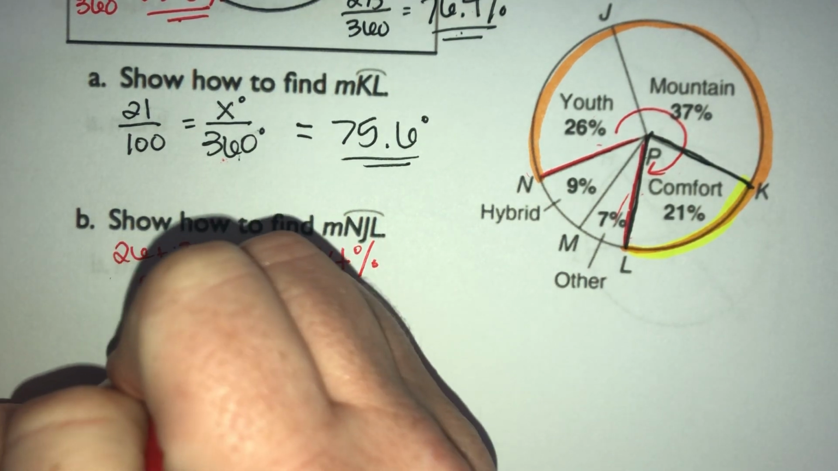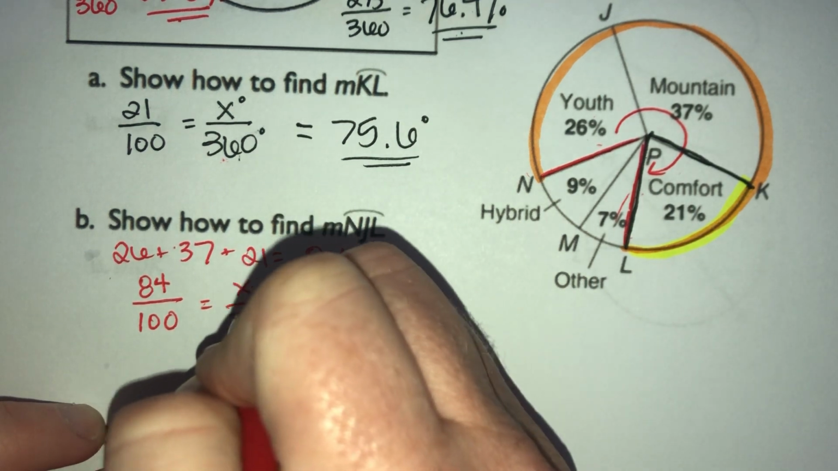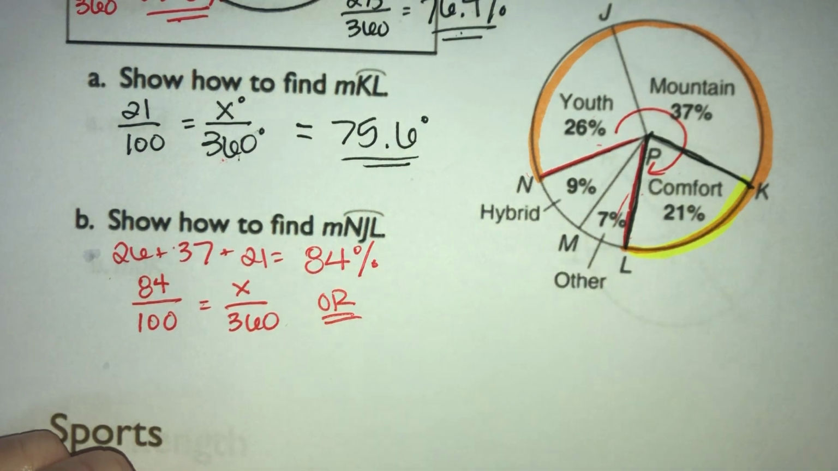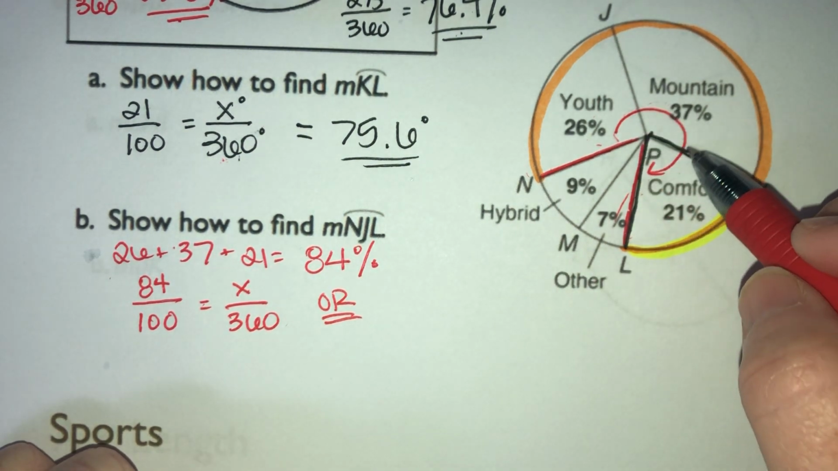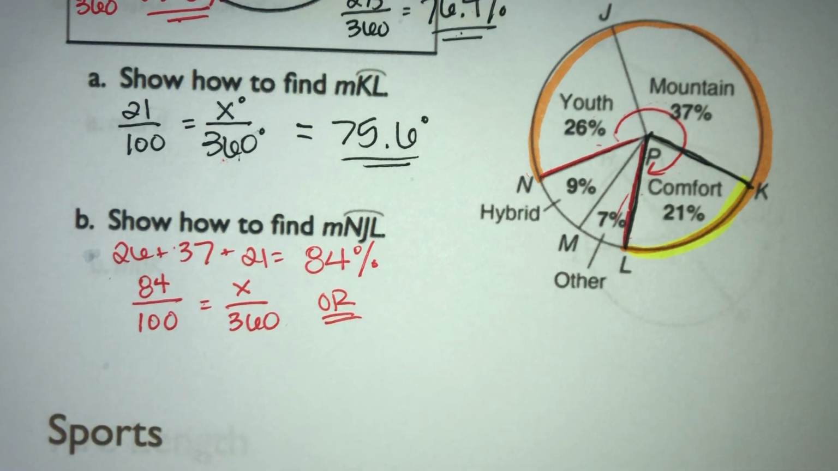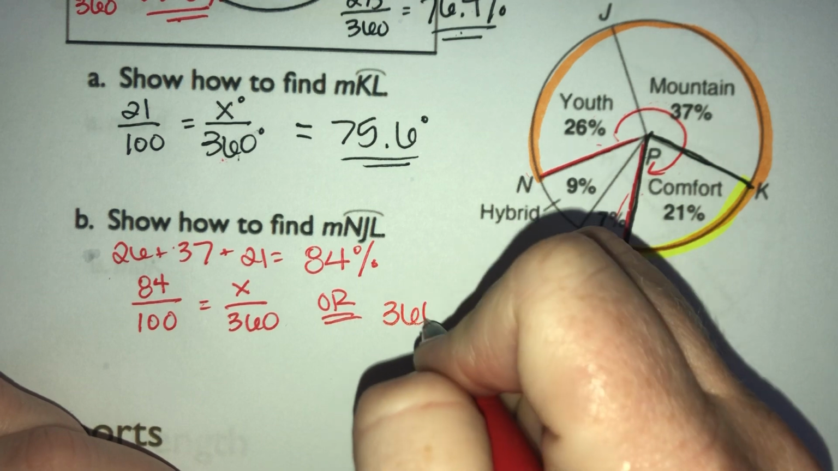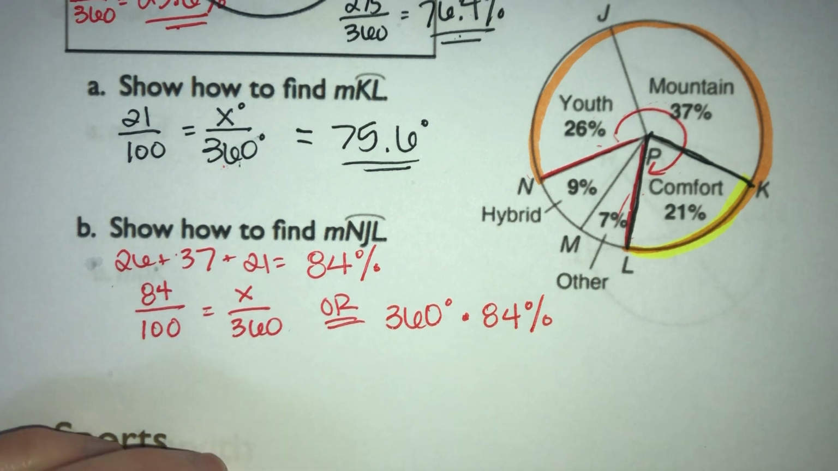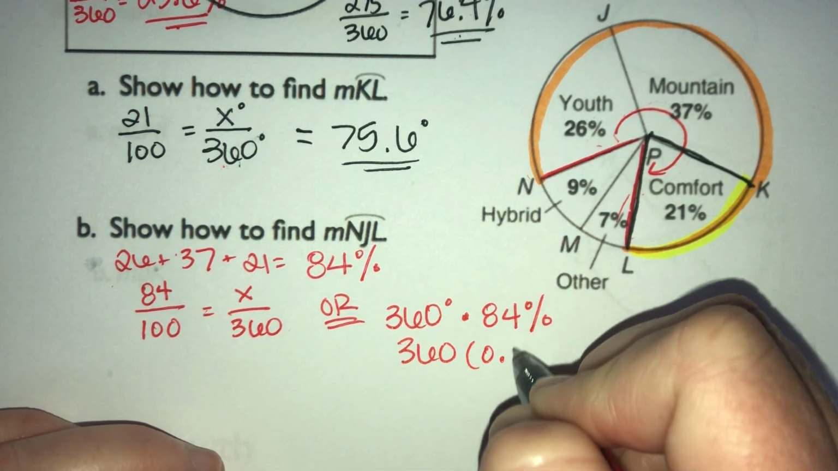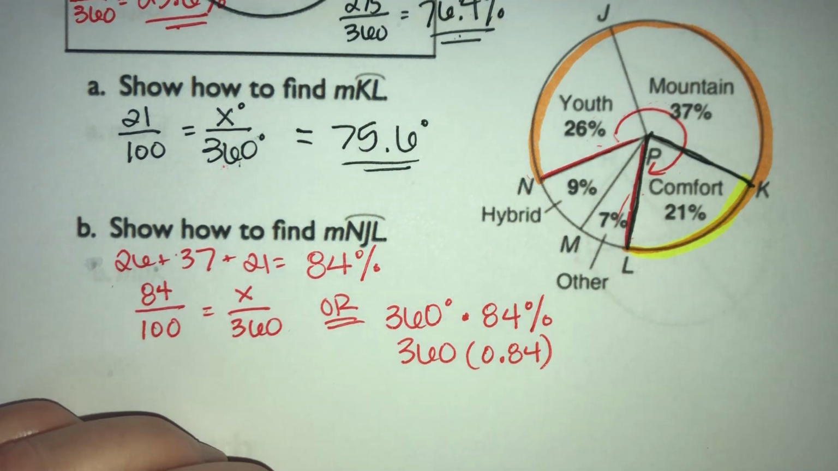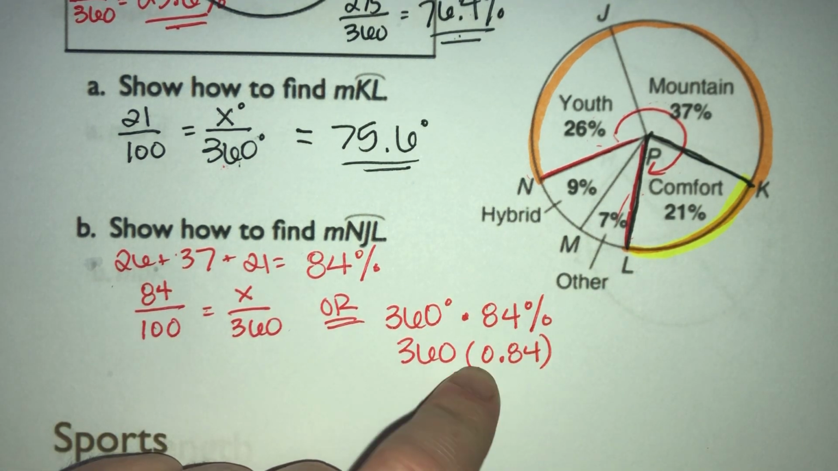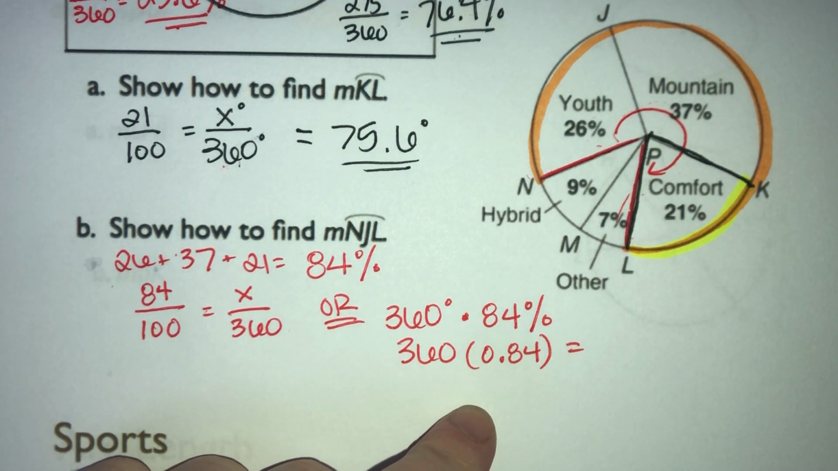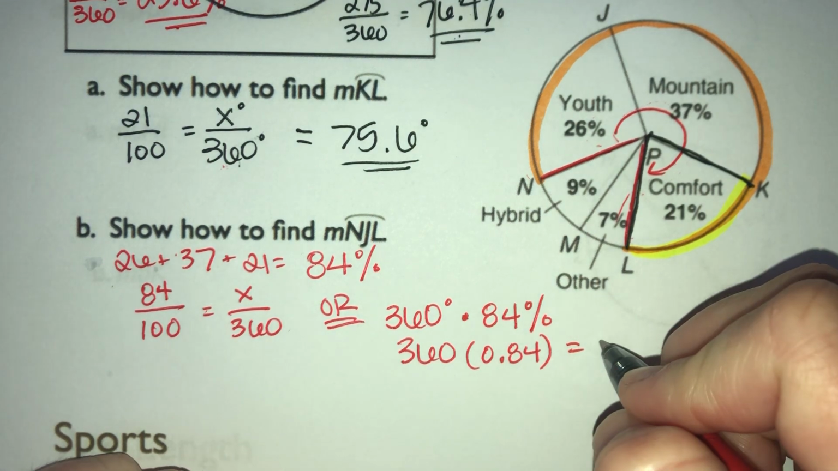When I set this up, I can either say 84% out of the full 100 is the same as how many degrees out of the full 360, and cross multiply just like I did here. Or the shortcut: since my arc is 84% of the circle and the full circle is 360, I'm going to multiply 360 degrees times 84%, which would be 360 times 0.84. Remember, when you change a percentage, you divide by 100 and it turns into a decimal. When I multiply that in my calculator, 360 times 0.84, I get 302.4.